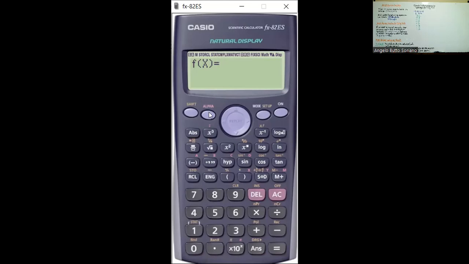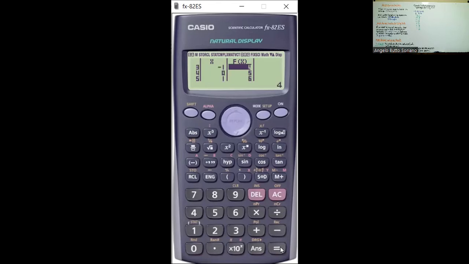So let's write the equation. Push the alpha button once and write parentheses x plus 5, equals. The calculator asks in which number would you like to start? We're going to start from -3, ending at +3, with step 1. And as soon as you see it, we can check the answer: -3 with 2, -2 with 3, -1 with 4, 0 with 5, 1 with 6, 2 with 7, 3 with 8.